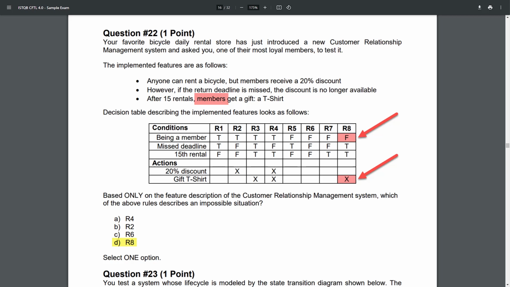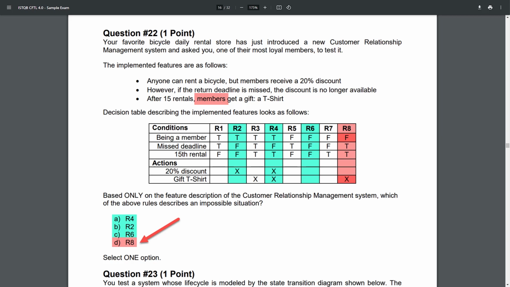Since the third rule in the requirements is described as, after 15 rentals, members get a gift, a t-shirt, this means that only members receive a t-shirt. Accordingly, answer option D describes an impossible situation. After 15 rentals, a non-member got a gift, a t-shirt, and this is the correct answer. All other options, A, B, and C, are valid and describe possible situations.